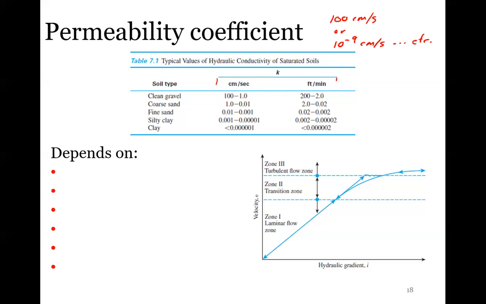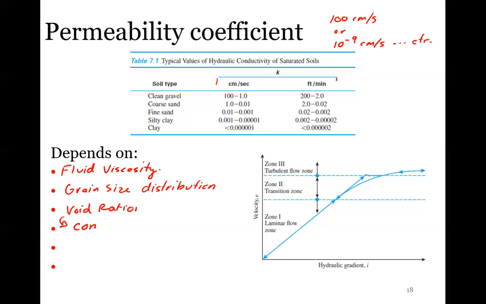And they depend on a lot of things. It depends on the fluid viscosity, so the permeability coefficient of salt water is going to be different than fresh water because the water is changing. It's going to depend on the grain size distribution. This is why the sieve analysis and also the hydrometer lab is really important. It's dependent on the void ratio, which also means it's dependent on the compaction.